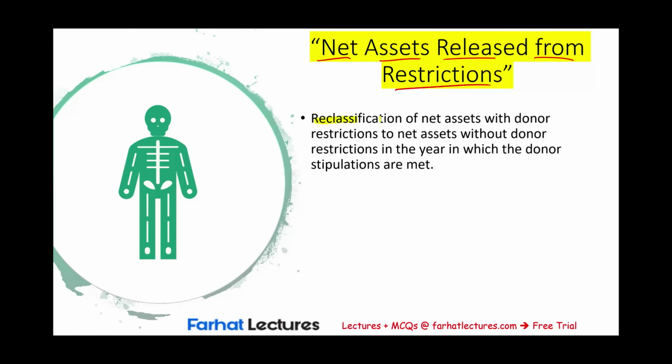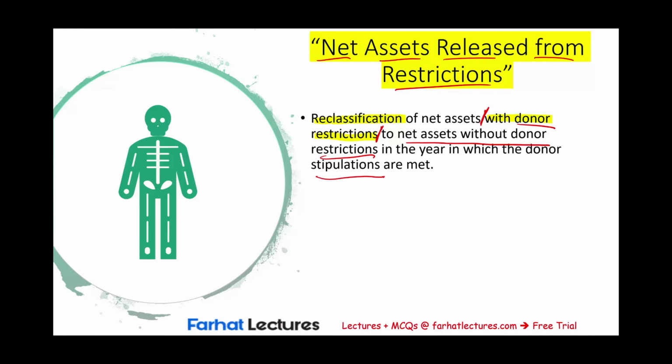So this is a reclassification of net asset with donor restriction. First, someone donated something, and that something was restricted. So it was a revenue under donor restriction. Then one way or another, we met the restriction. Then this amount moved from donor restriction to net asset without donor restriction in the year in which the donor stipulation conditions are met.